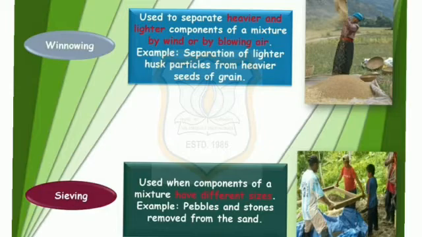This method of separating components of a mixture is known as winnowing. Winnowing is used to separate heavier and lighter components of a mixture by blowing of air. This method is commonly used by farmers to separate lighter husk particles from heavier seeds of grain. From figure 5.5 you can see how they are separating it.